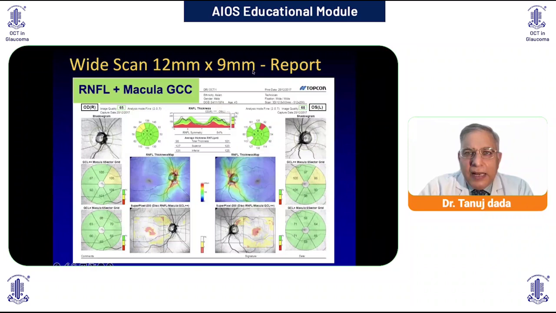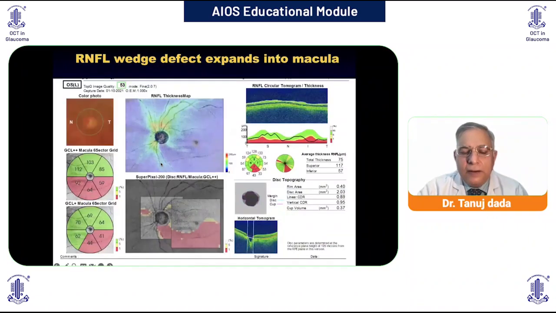These are 12 by 9 millimeter scans where you can image both the retinal nerve fiber layer and the macula, the ganglion cell complex, in one wide scan. So this is very helpful to follow the topography of the defect, and instead of doing two scans, you get the ganglion cell, the retinal nerve fiber layer, and the neuroretinal rim in one scan.